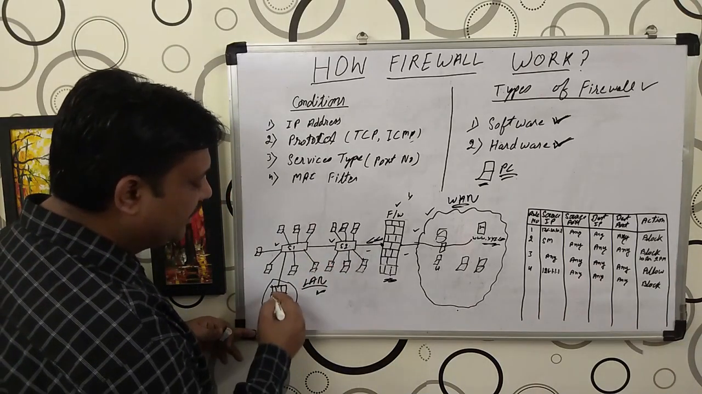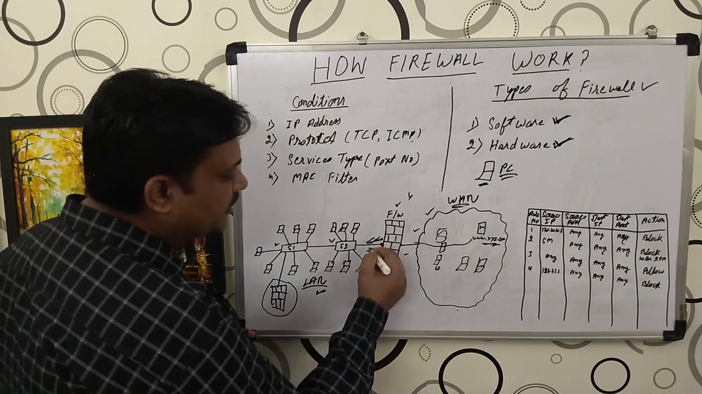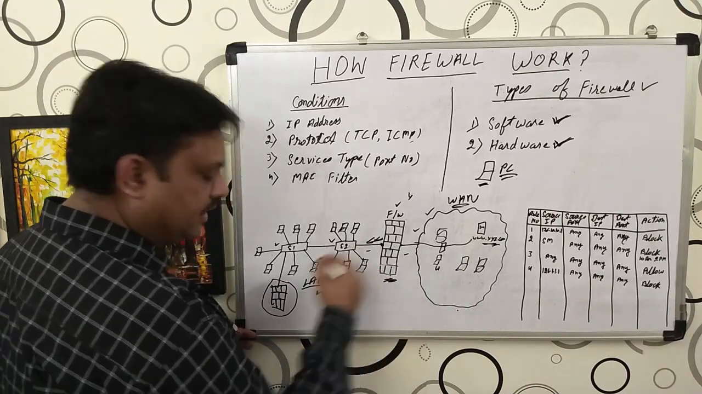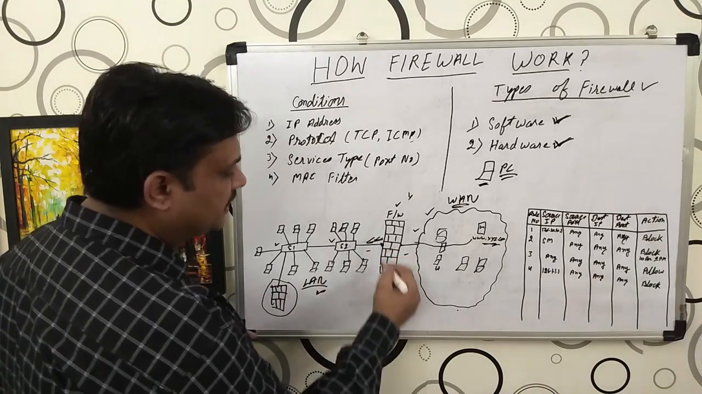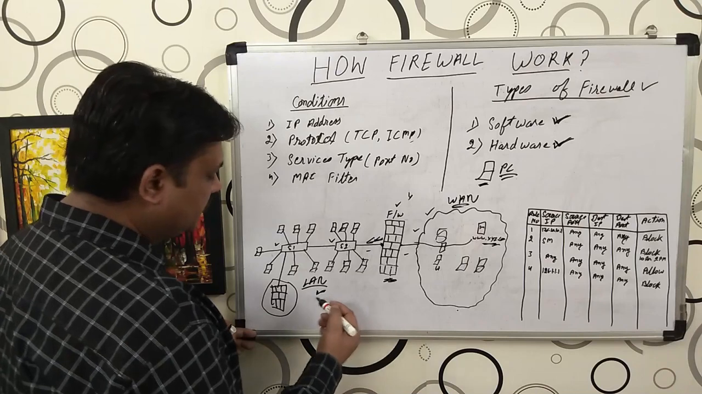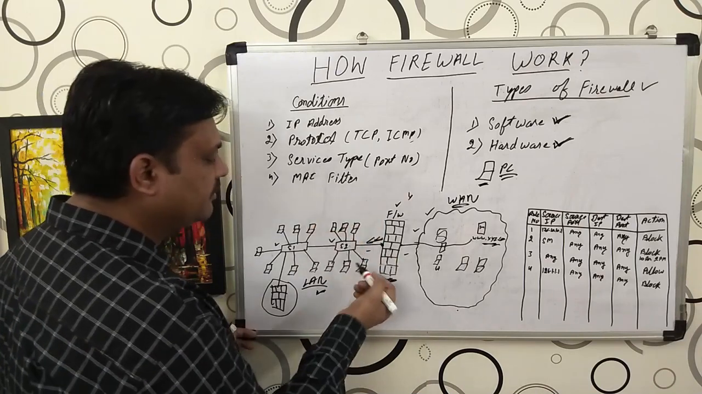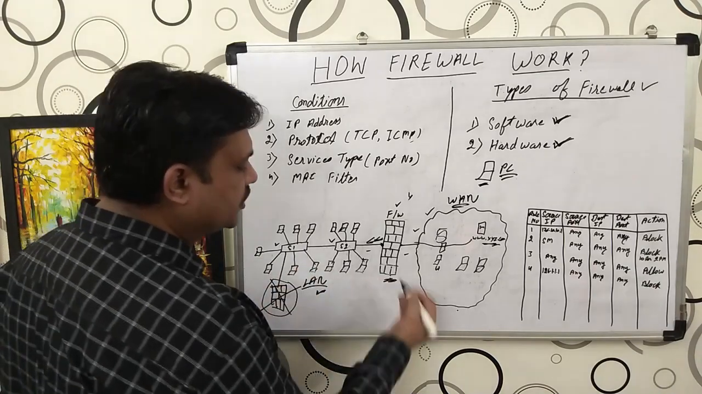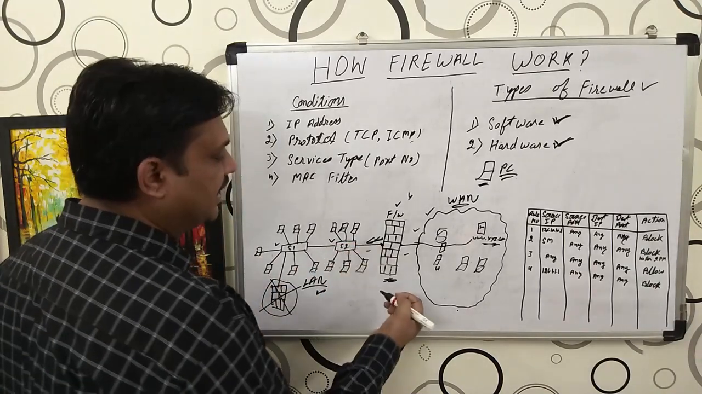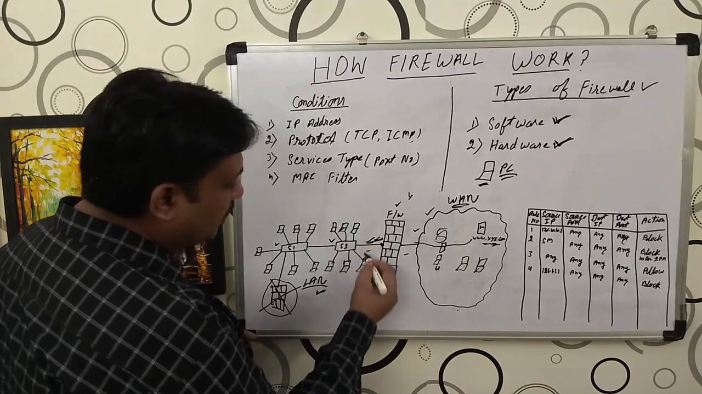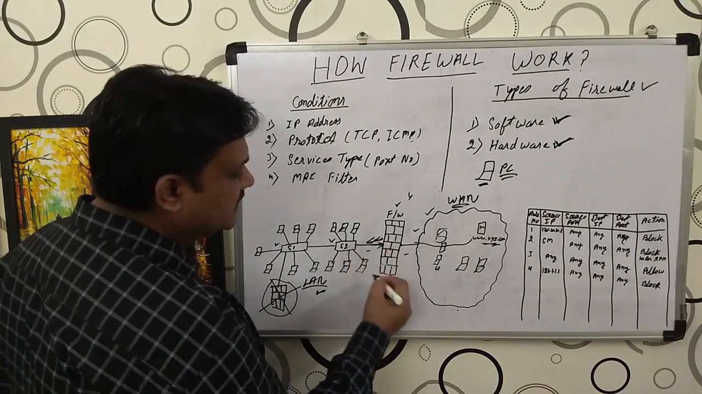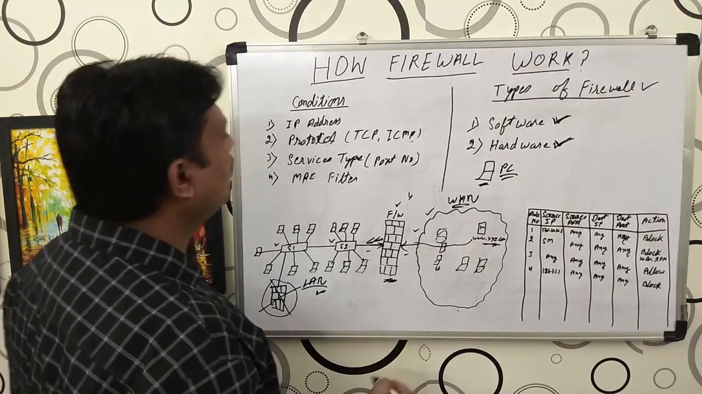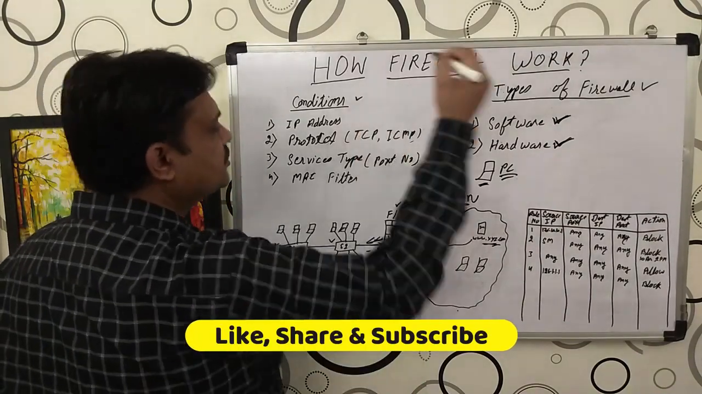So the firewall will not be able to block or inspect those packets to decide whether to allow them into your network or not. That's the reason the right location for placing the firewall is where the local area network connects to the wide area network. Now let us understand the conditions.